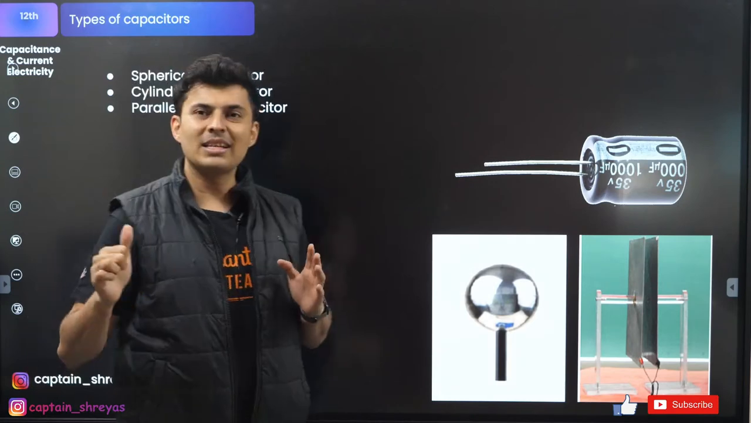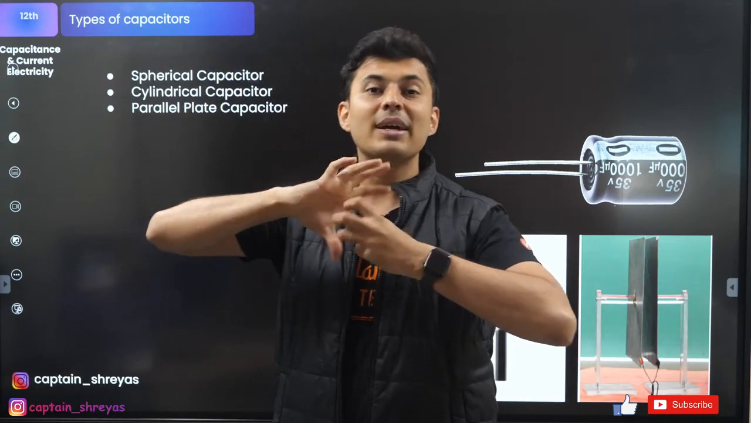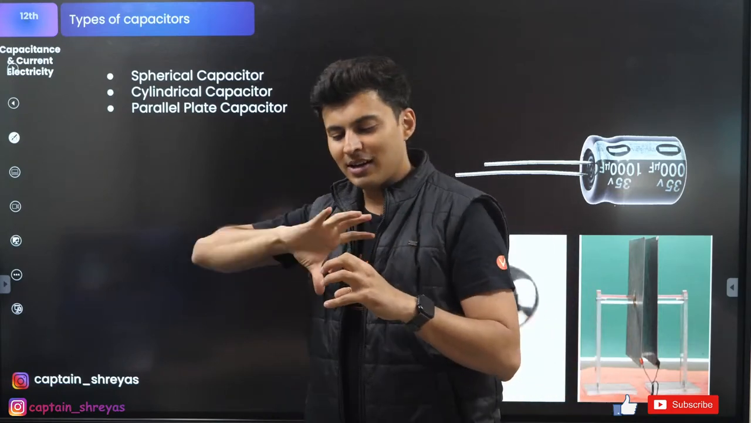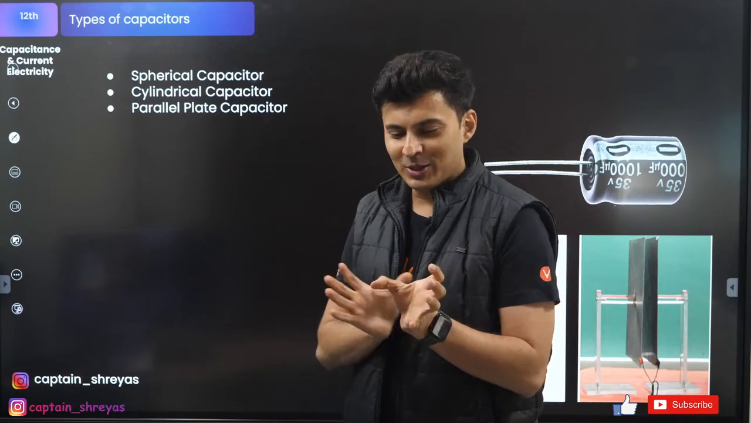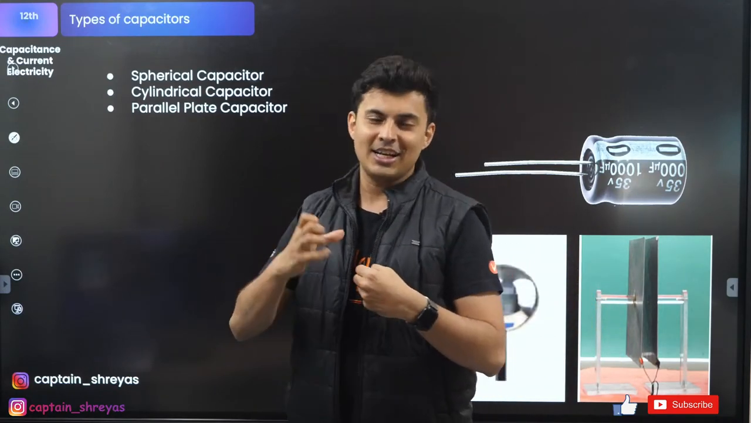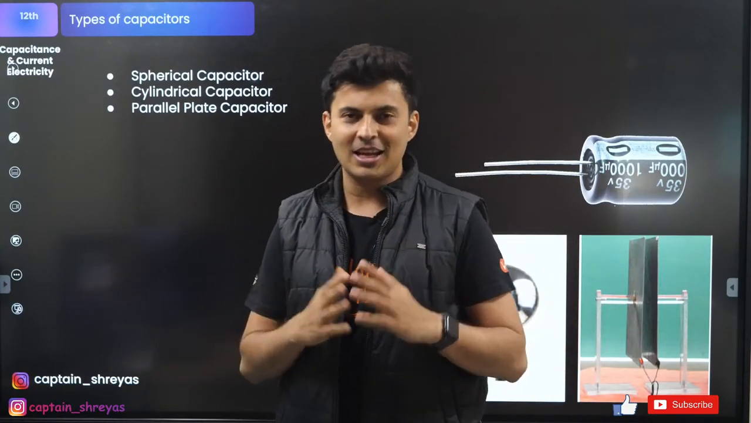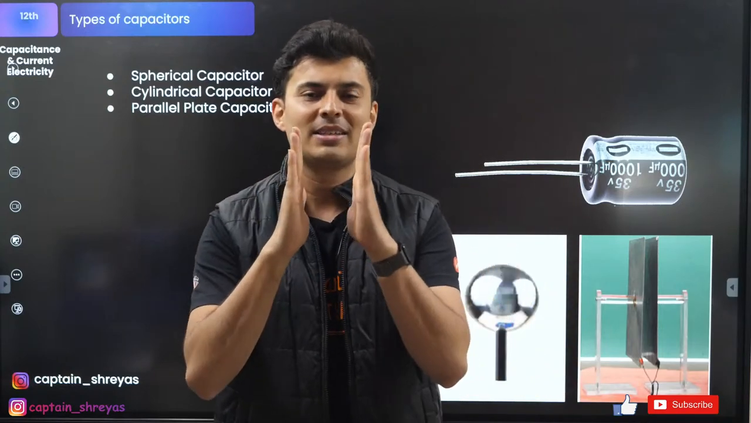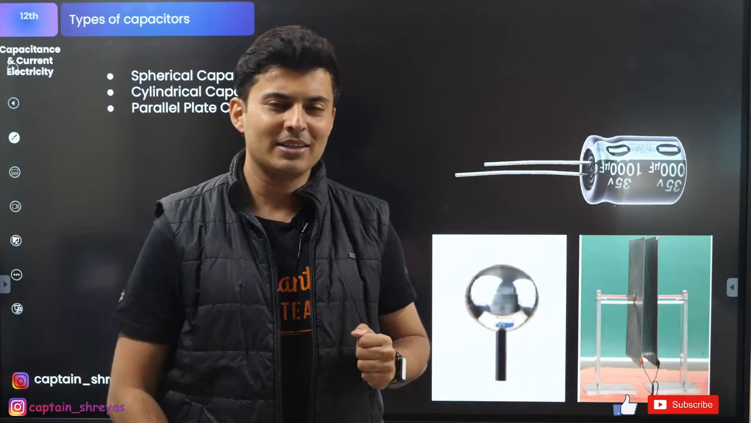The first one is called a spherical capacitor because it has spherical conductors. There is a sphere and another sphere around it. The second one is a cylindrical capacitor because there are two concentric cylinders, one connected to positive, the other to negative. And the third one is a parallel plate capacitor, just as the name suggests, two parallel plates beside each other, one positive, one negative.